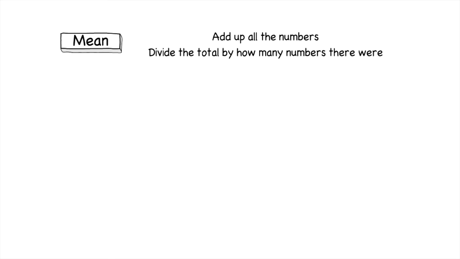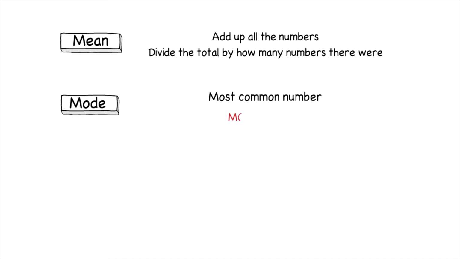Let's go over how to calculate each one. For the mean, you add up all the numbers and divide the total by how many numbers there were. The mode sounds like the word most, so remember that as the most common number.